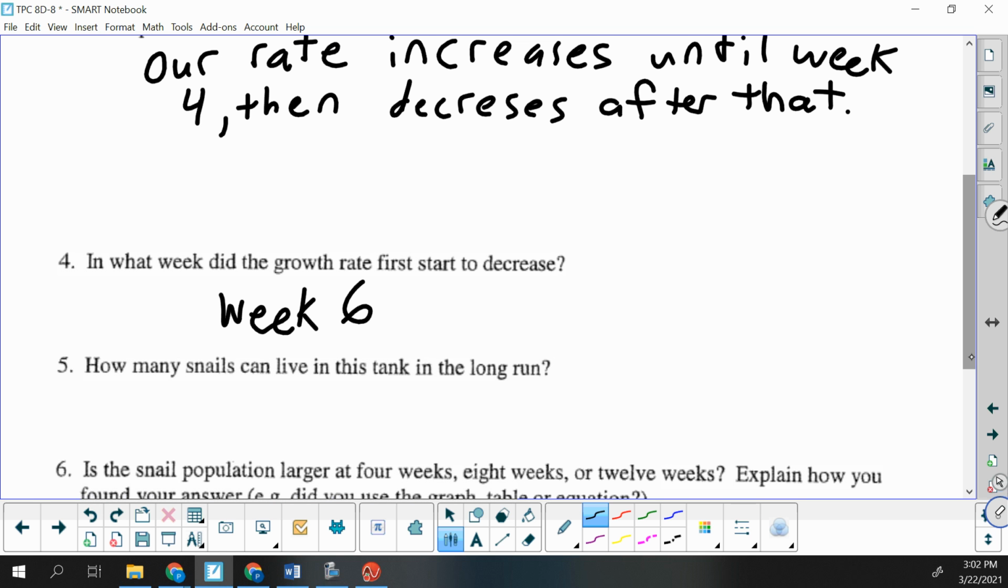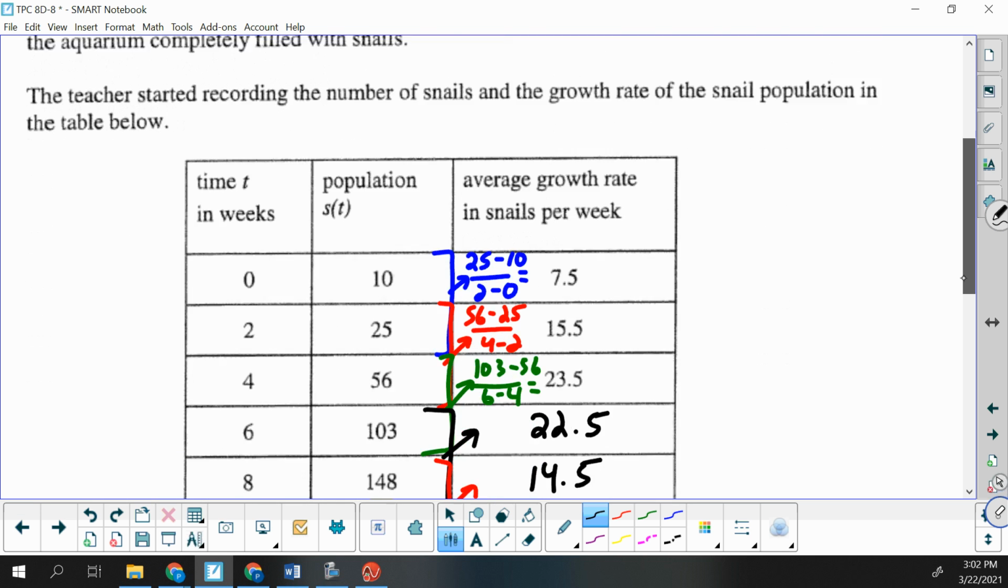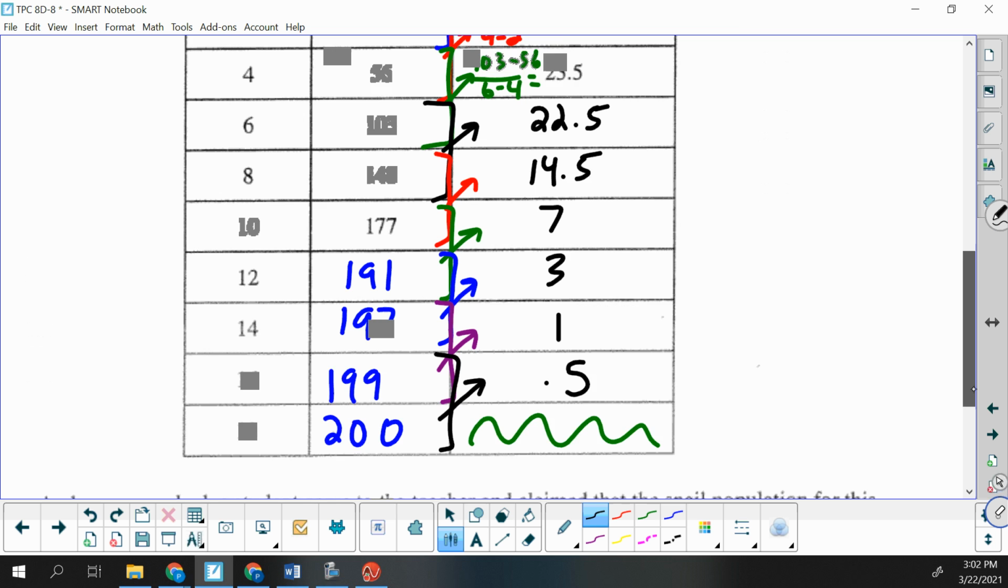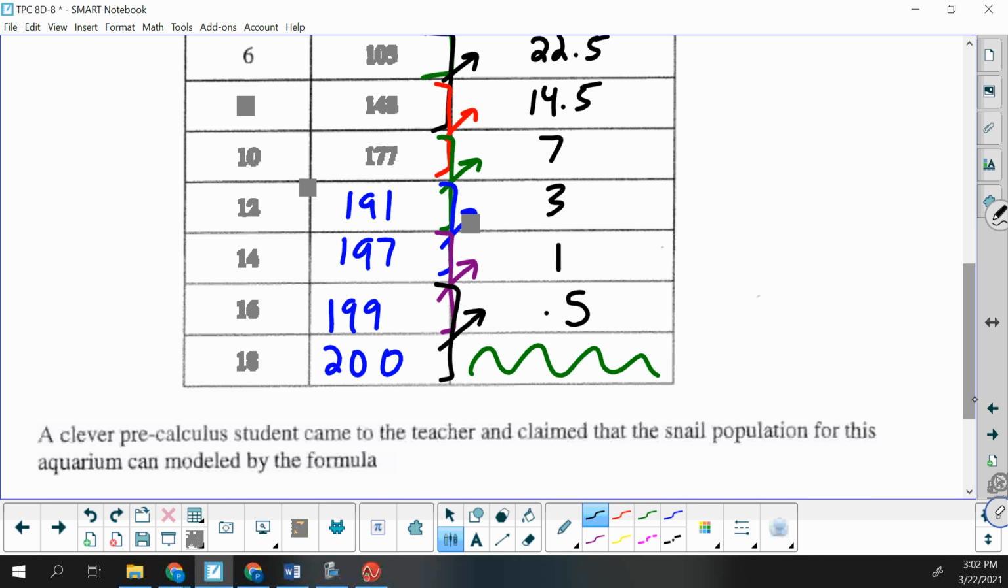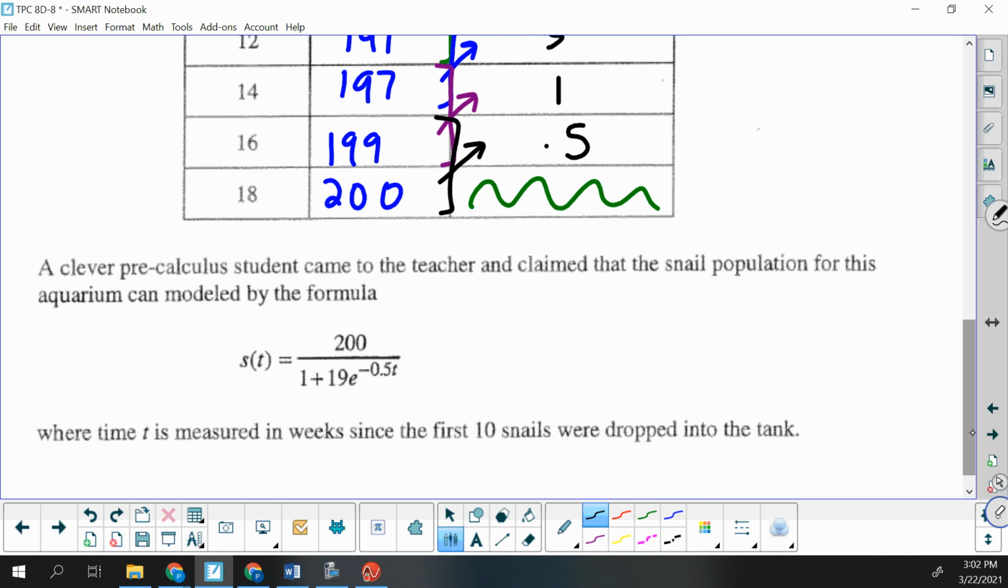How many snails can live in the tank in the long run? Well, this is what's called a logistic equation, where it starts out being somewhat exponential, then starts to flatten off. So notice this growth rate is getting super tiny. It's going to continue to get tiny, and it'll just keep approaching that 200 value. Notice in our equation, 200 is on top. That's what's called the carrying capacity. That is the max value that our function approaches over time.